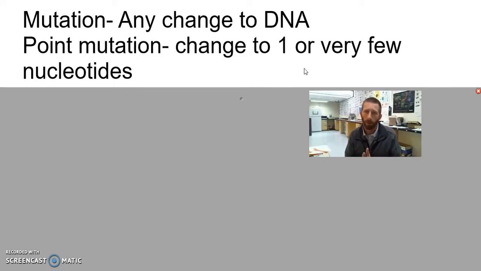Chromosomal mutations we already talked about. That's where whole chromosomes we have extra or too few. So we already talked about Turner's and Klinefelter's and trisomy X and Down syndrome, which is trisomy 21. So we're not talking about that. We're not talking about huge changes to the chromosomes. We're talking about changes to one or very few nucleotides.